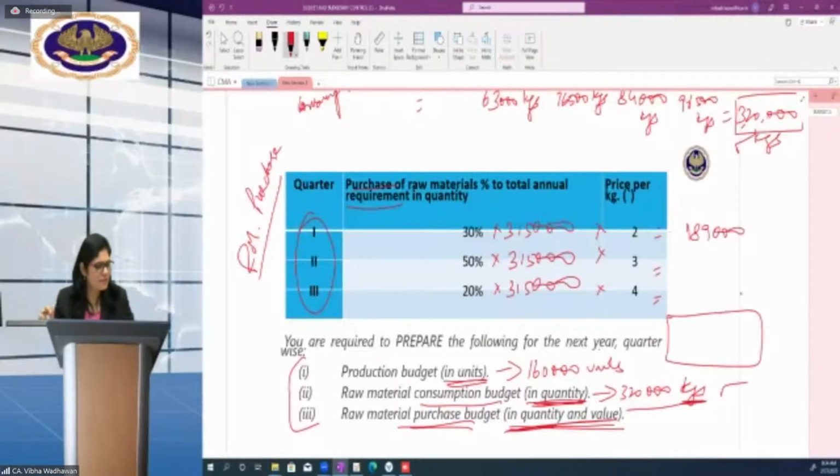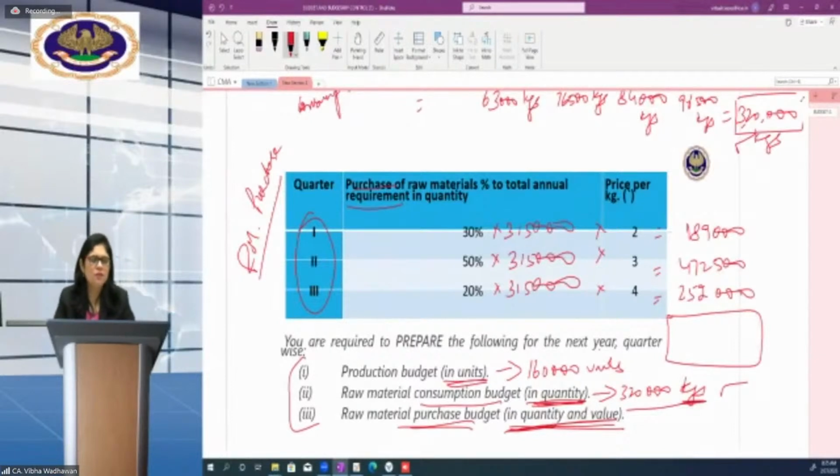Can I have some answers? Okay, many of the students have calculated. So good. 1,89,000 should be for quarter 1. For quarter 2, 4,72,500. Please cross check the answers. I'm just writing as has been provided. 2,52,000. Is the answer correct? All right. 2,52,000 for the third quarter. For the second quarter, 4,72,500 and 2,52,000. Are the answers correct?